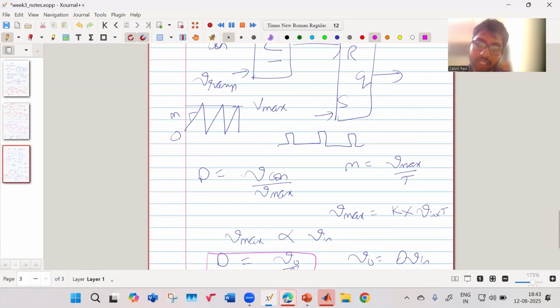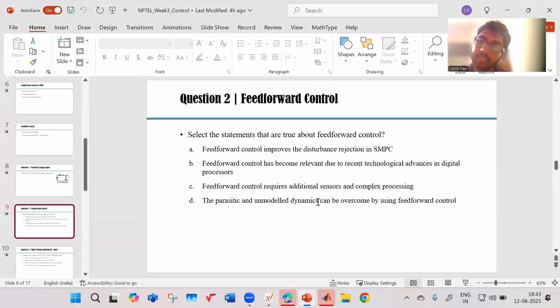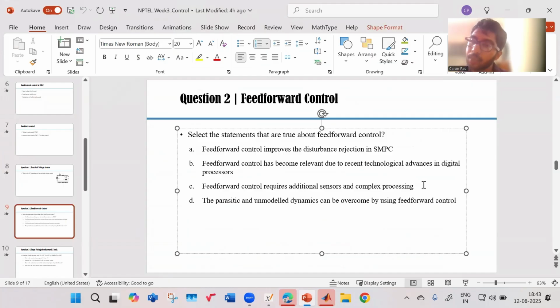Okay. So that's why this is false: parasitic and unmodeled dynamics can be overcome by using feed forward control. No. Feed forward control neglects that. Feed forward control requires additional sensors and complex processing. This is true. You need additional sensors, etc. Feed forward control improves the disturbance rejection in SMPC. Yes, because you're getting some extra information. It helps you to do that.